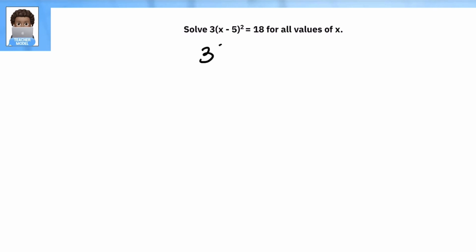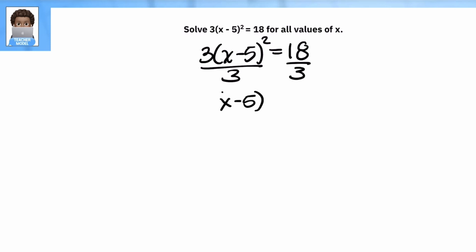Let's model one more. You'll notice that I have a 3 on the outside of my parentheses, so I'm going to have to divide by 3. And that will leave me with x minus 5 squared is equal to 6. Now we're going to find the square root. And again, I have two pathways. However, in this case, the square root of 6, there's no other way I can simplify that. The only factors of 6 would be 2 and 3, and they're not squares, so I'm going to leave the square root of 6.